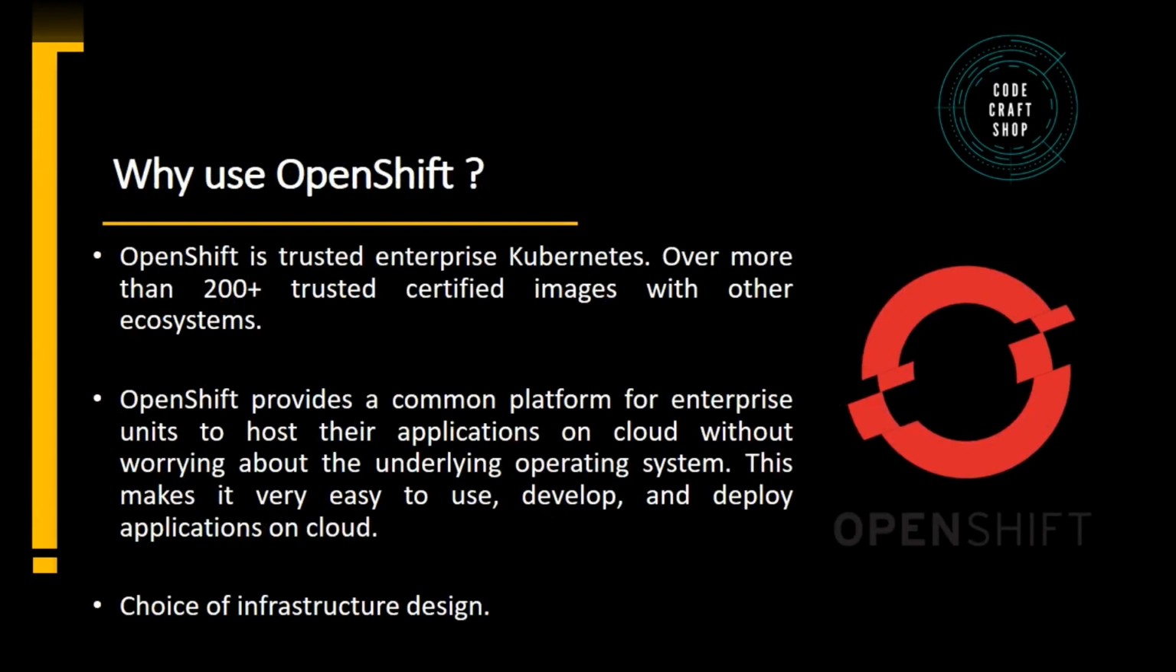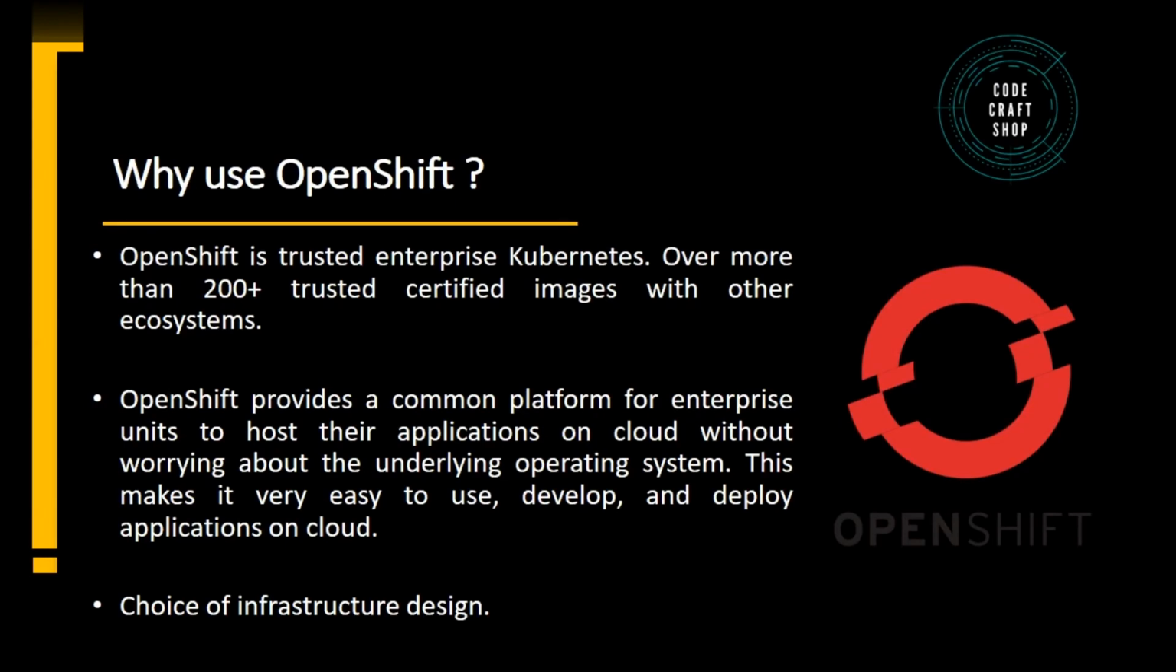So the question is why we should use OpenShift. OpenShift is a trusted enterprise Kubernetes, which means that OpenShift internally uses the enterprise edition of Kubernetes, which provides security to the containers. OpenShift has registered itself with 200 trusted certified images with other ecosystems so that we can use those libraries in our project and can quickly build our applications and deploy them on to the cloud.